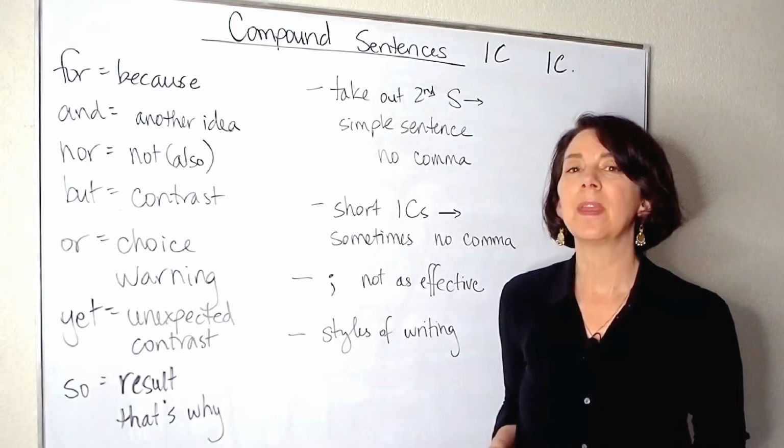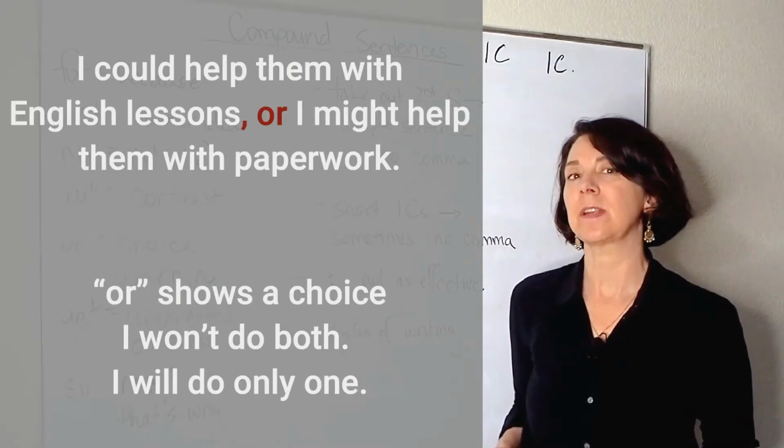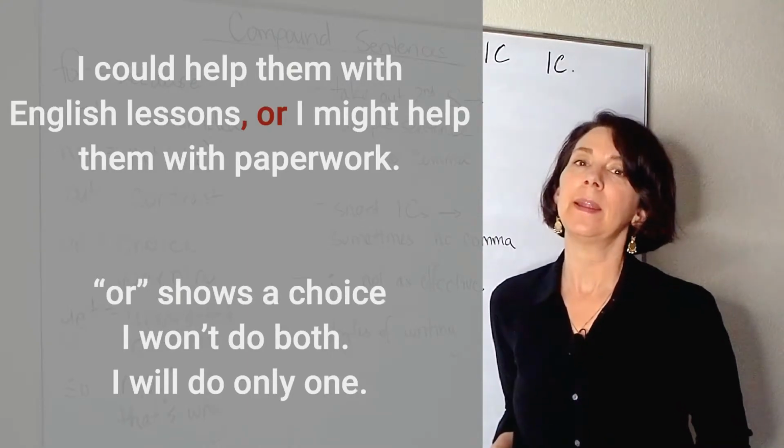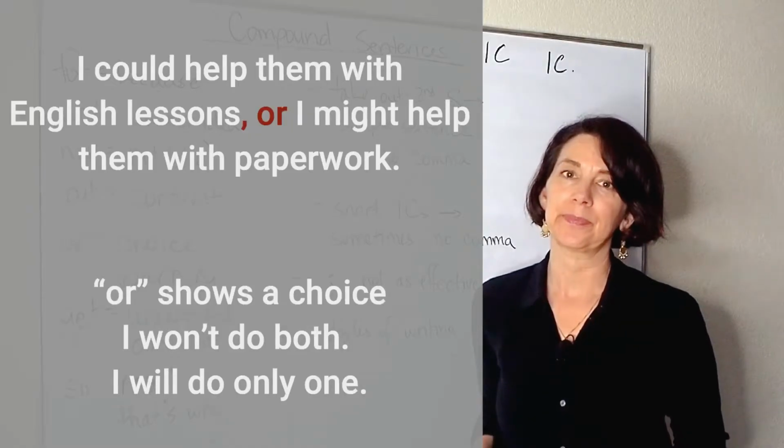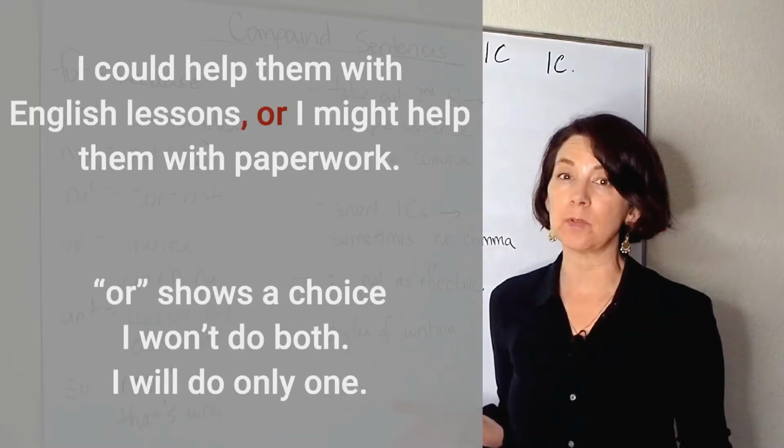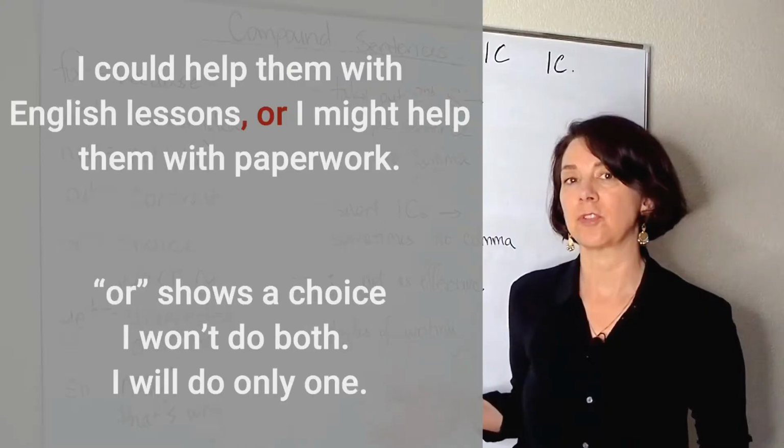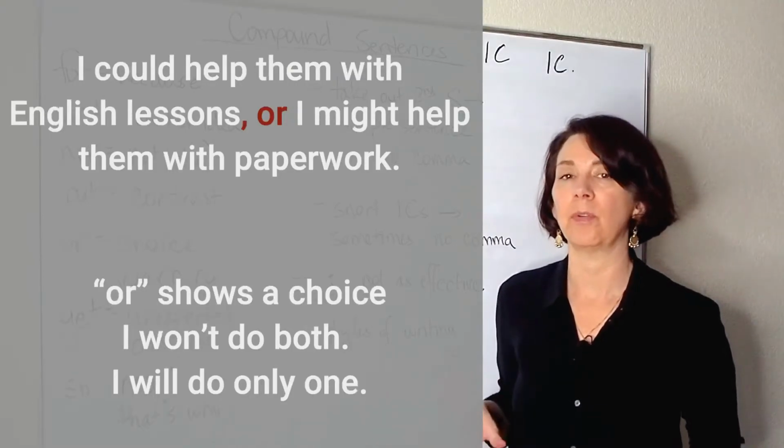Next, or. I could help them with English lessons, or I might help them with paperwork. So here we have a choice. I'm not going to do both of them, so I'm saying a choice. I could choose one or the other.